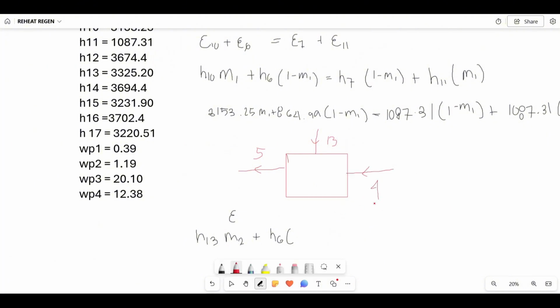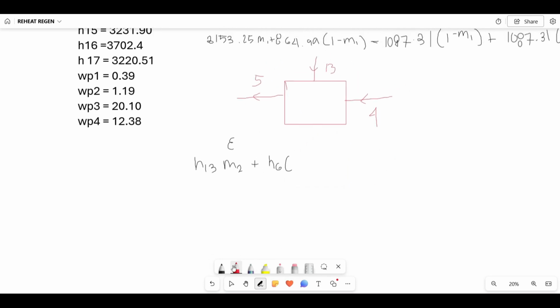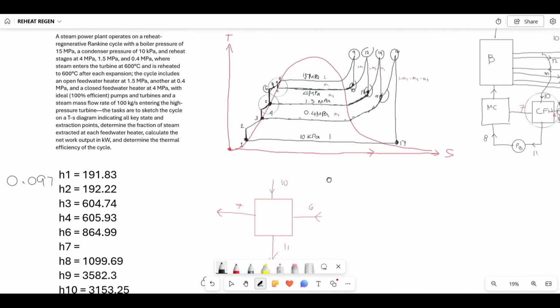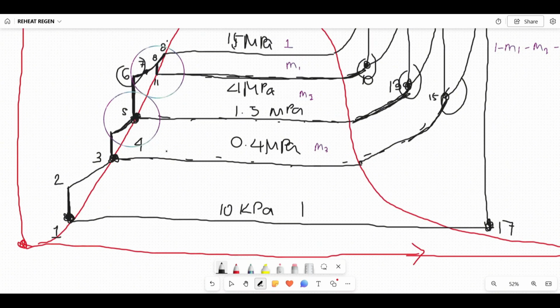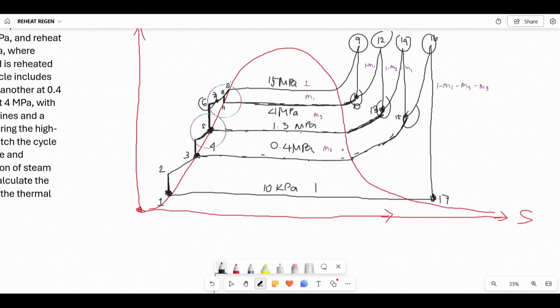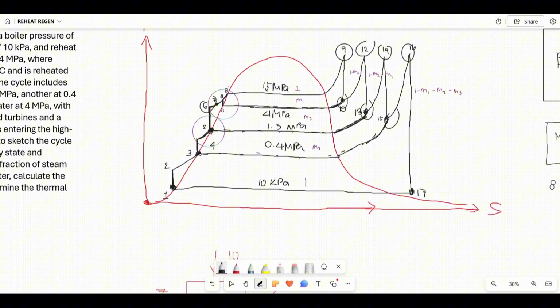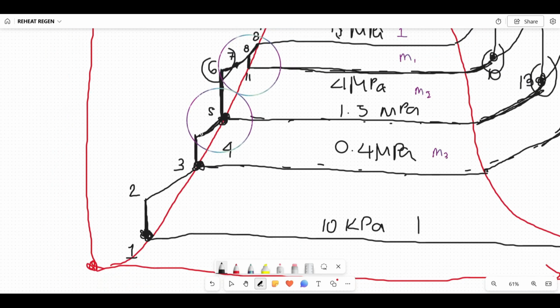This is 4. So, that's 4. So, mass at 4, if you're going to look at the TS diagram, is mass 3? No, it's not mass 3. Because we're looking at here, because this is state 4.